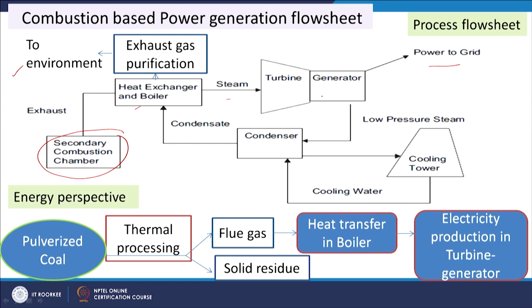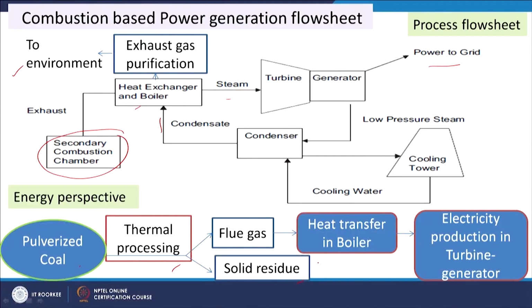The steam coming out from the turbine will be of low pressure. That steam is condensed and the condensed water is used for the production of steam again, or some part of it can be sent to the process in a cooling tower, and heat recovery is possible. So, this is the conventional flow sheet. From an energy perspective, pulverized coal undergoes thermal processing, then we get flue gas and solid residue, then the flue gas transfers heat in the boiler for steam and electricity production.